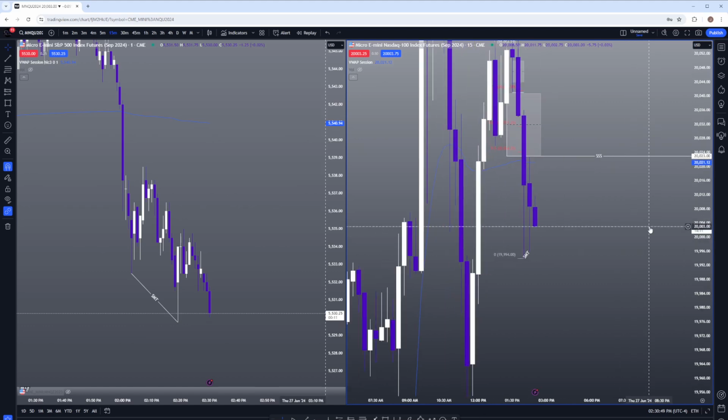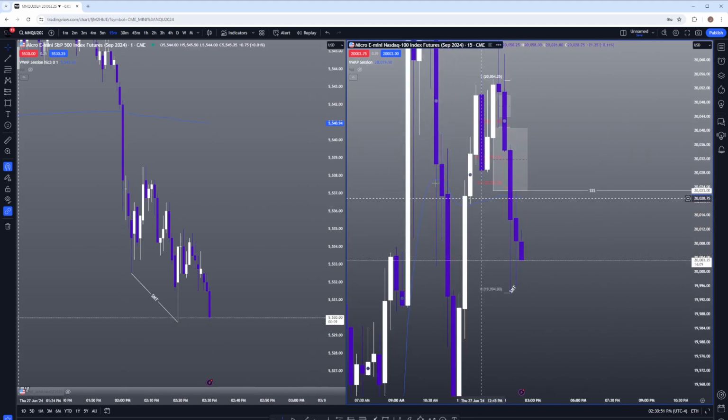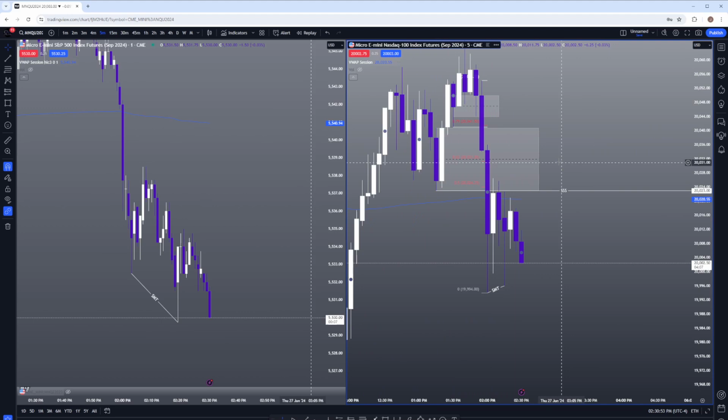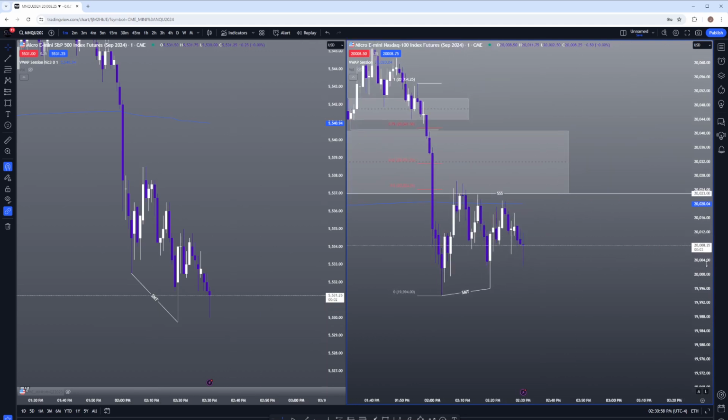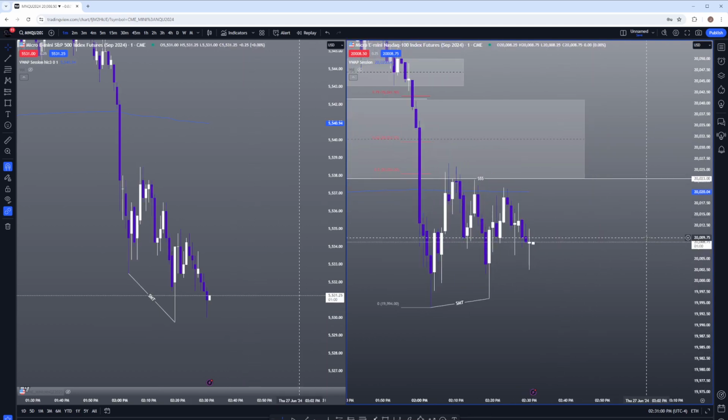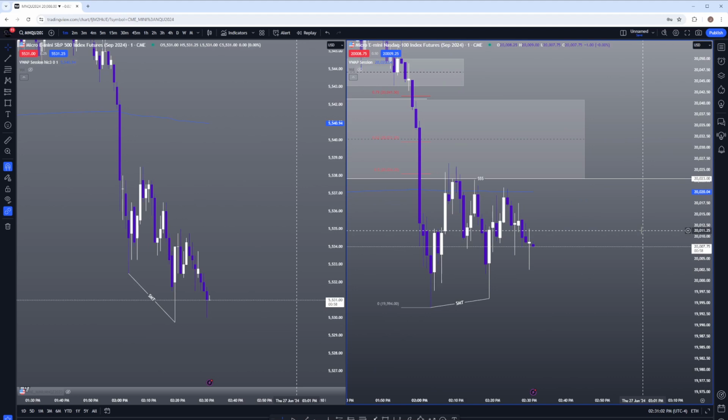Just closed on our 15 minutes, still inside of that fair value gap, but still closing bearish. Now we have a 15-minute fair value gap above, a 5-minute fair value gap above. So basically, we're just waiting to see if maybe we're going to get a power of 3.